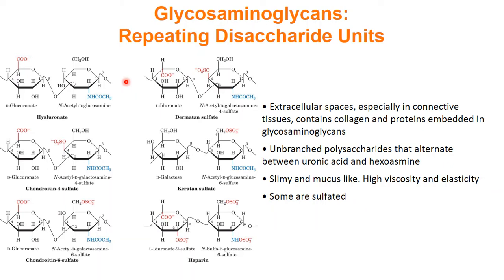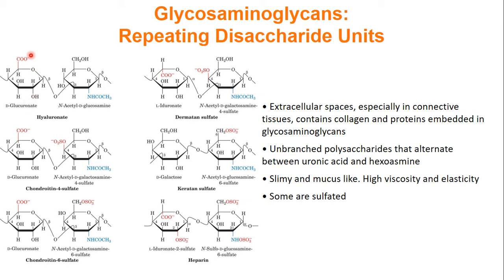In this video, we're going to look at glycosaminoglycans. What glycosaminoglycans are, they're sugars that are found in the extracellular spaces of your cells. They're usually found in your connective tissue, and they can be interlaced with collagen and other proteins. And they are unbranched polysaccharides that have a uronic acid.